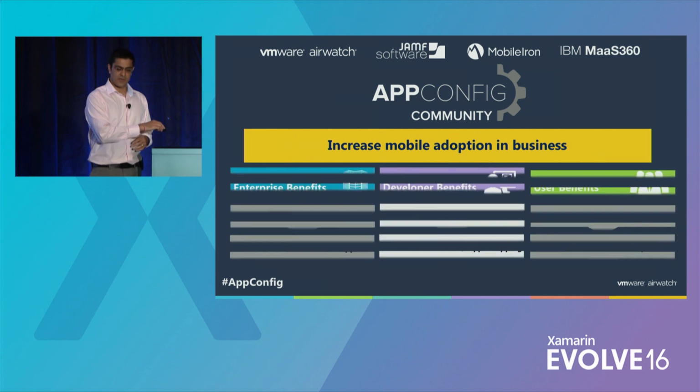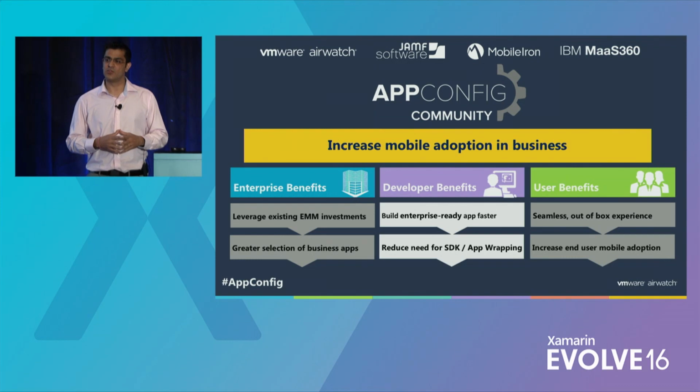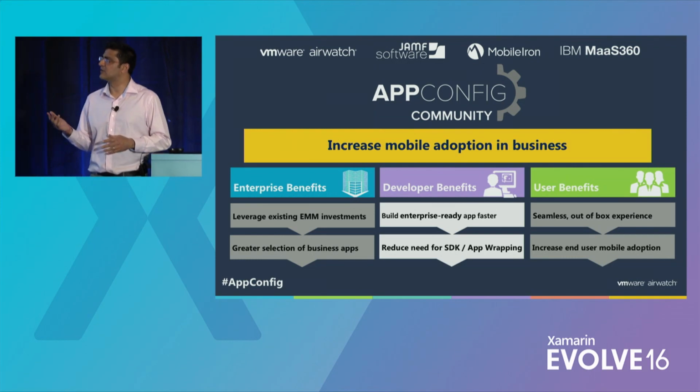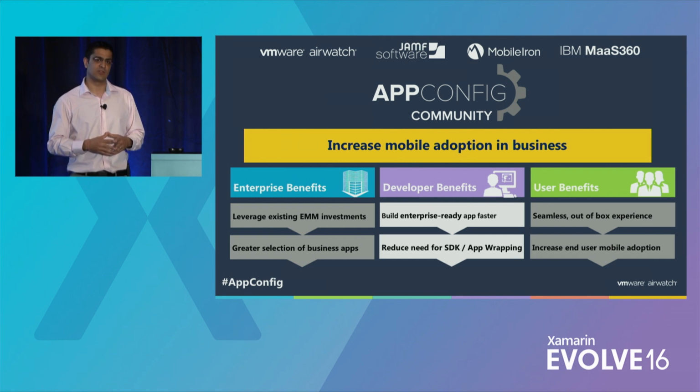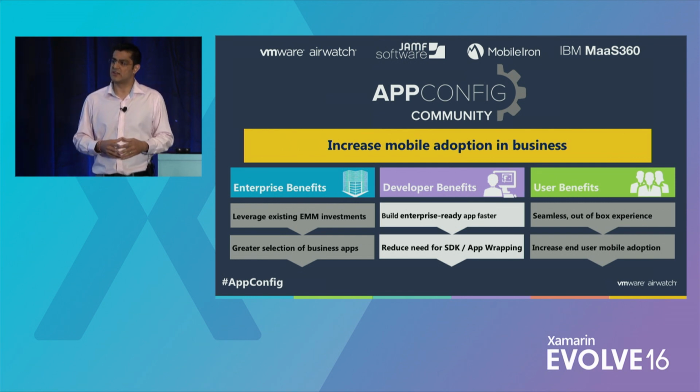So if we look back at our challenges, what are the benefits if you're actually using the AppConfig community? As an enterprise, you don't feel locked into a particular EMM. Everything you're doing works across any different EMM. You obviously have a greater selection of business apps. Like I talked about, the developer doesn't need to build an app 6 times. You don't need to learn 6 different proprietary SDKs. You just use the native OS controls within iOS and Android. And as a user, I truly get an out-of-box experience.